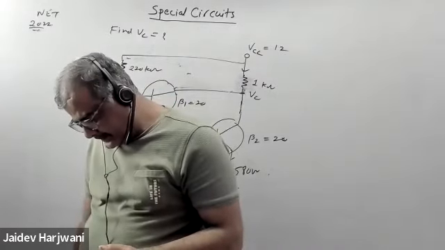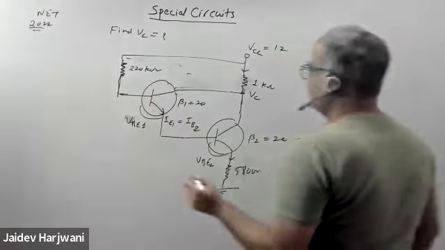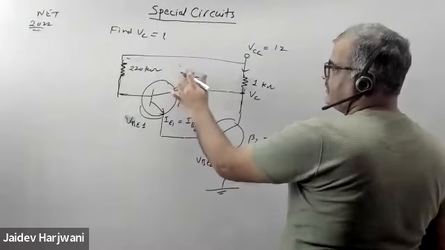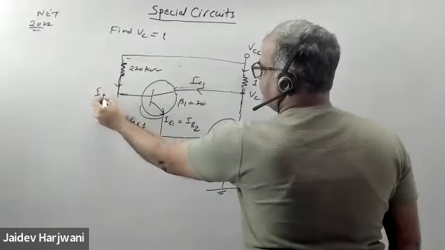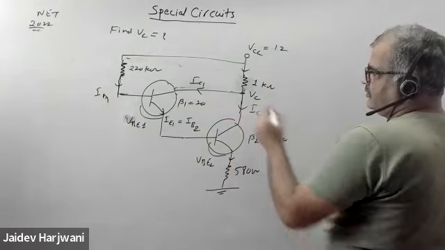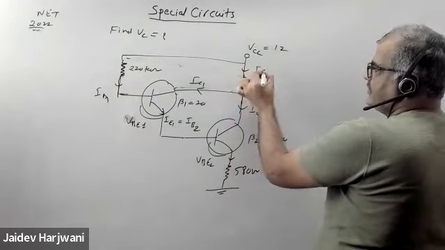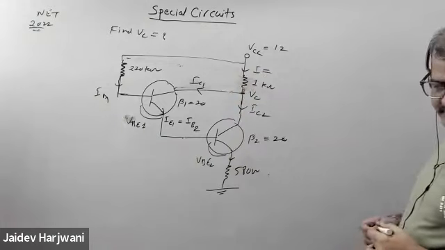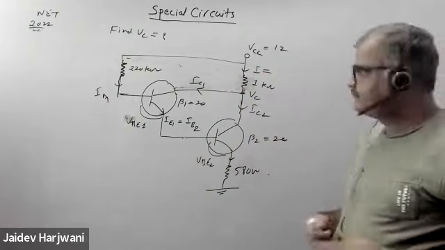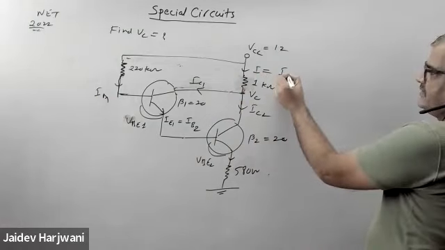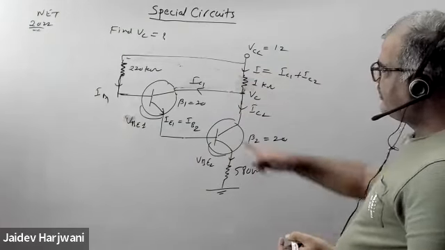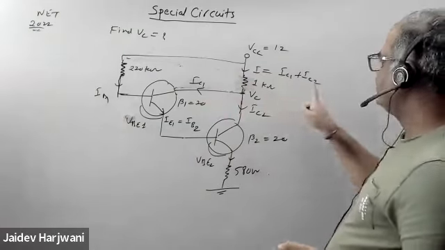So this is the transistor collector. This current is IC1. This current is say IB1. And say this current is IC2. So if I say the current here is I, what is the value of I? IC1 plus IC2. Very good. So to calculate this, you should know what is IC1 and what is IC2.